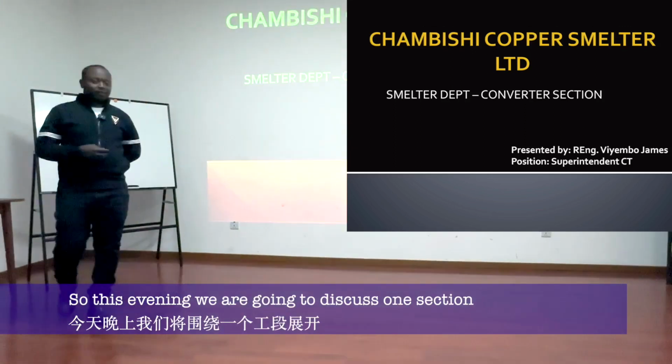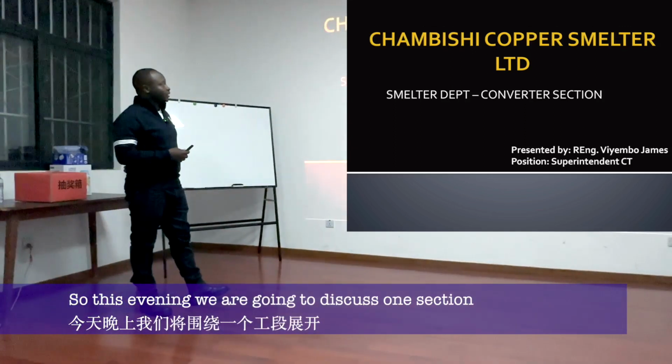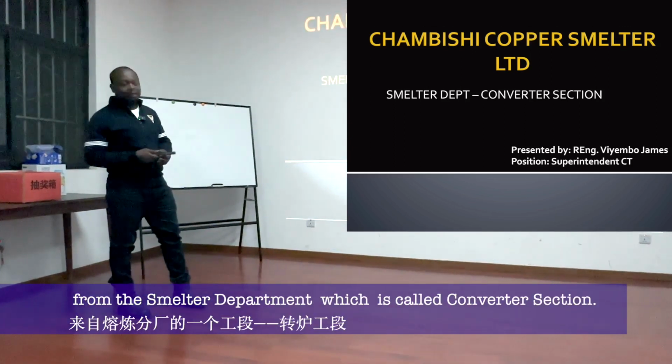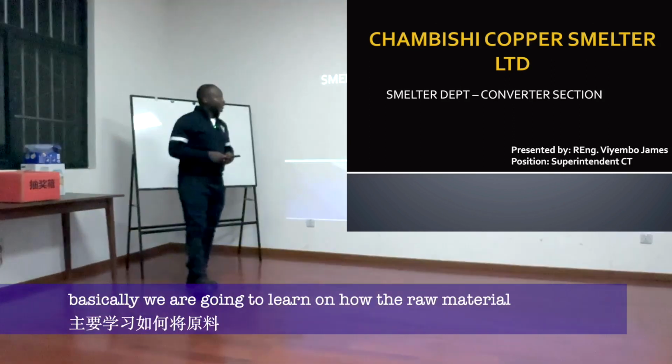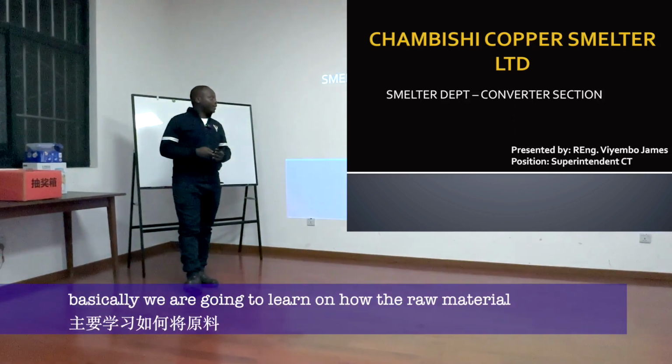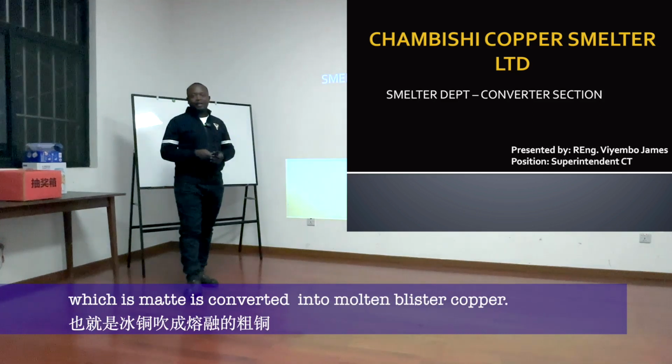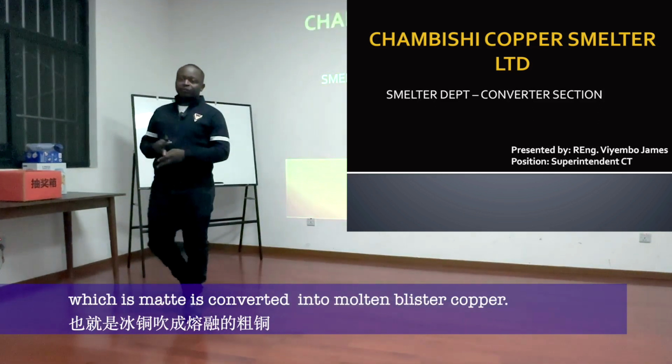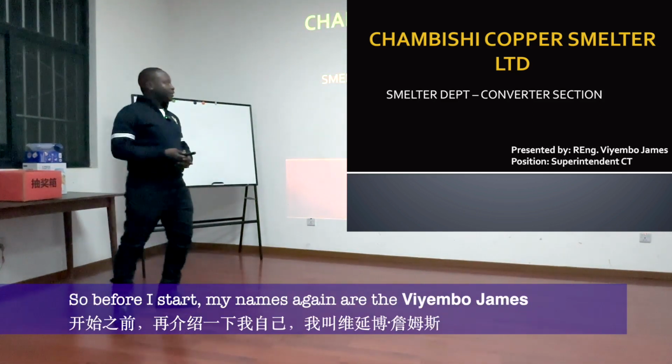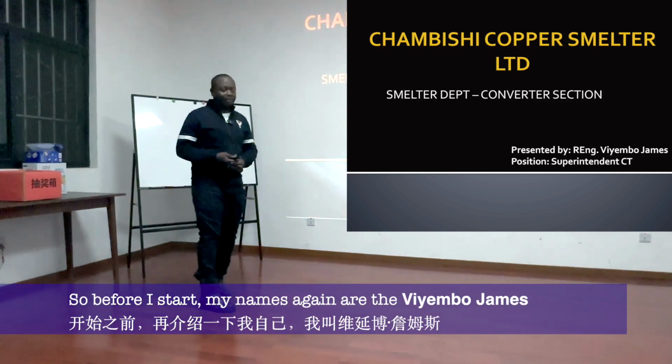So this evening, we are going to discuss one section from the Smelter department, which is called the converter section. Basically, we are going to learn how the raw material, which is matte, is converted into molten blister copper. Okay, so before I start, my name again is Viyembo James.